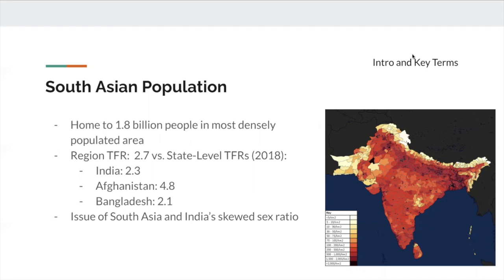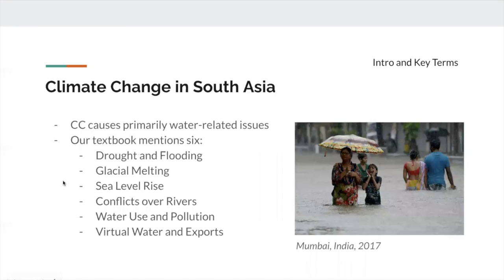South Asia is specifically vulnerable to climate change, and climate change causes drought and flooding, glacial melting, sea level rise, affecting low-lying populations, water use and pollution, virtual water and exports, and sea level rise.